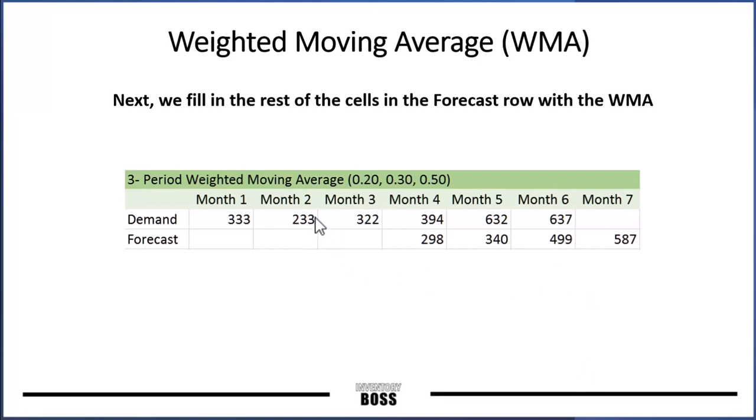Right here, an event happened. We lost roughly a third of our sales. Something happened here. It could be that we just ran out of inventory, but we lost a third of our sales, and that is skewing our data. In another video, I will show you how to fix this.